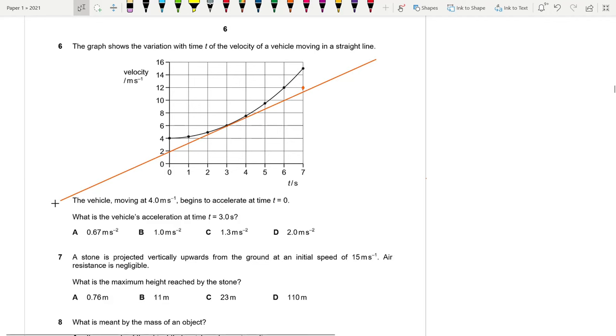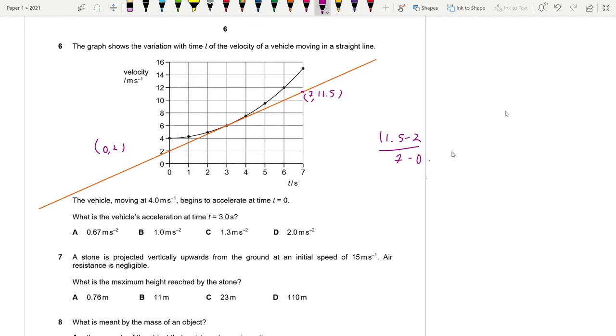Wait, I think I got this. I think this looks better, yeah. Okay, so we have something like... This is 11.5, yeah? 7, 11.5. Okay, 7, 11.5. What about this? This is at 0, 2. This is good. 11.5 minus 2 divided by 7 minus 0. 1.35, 1.4. So the best answer is C, okay?